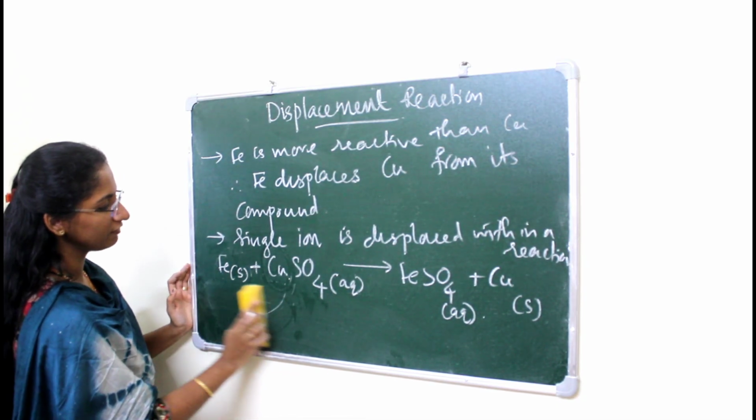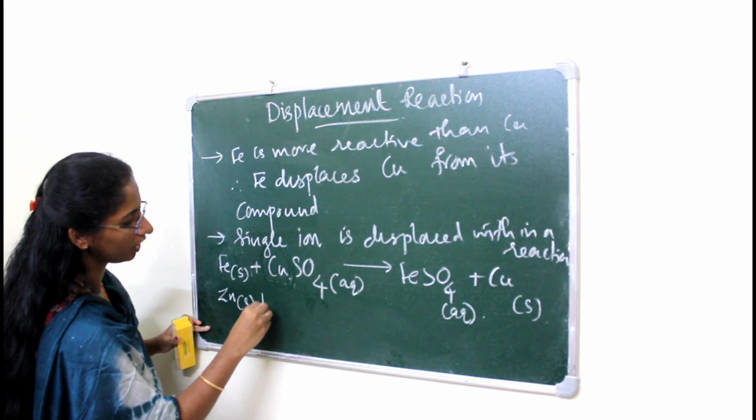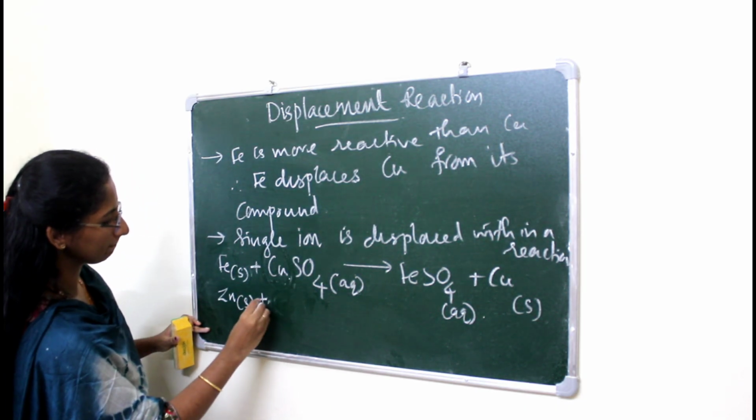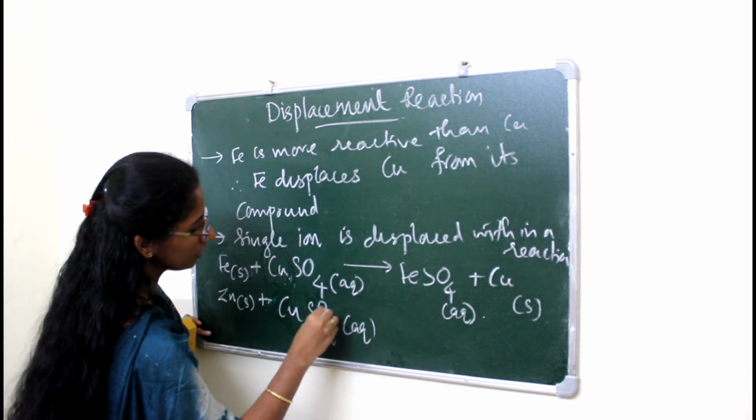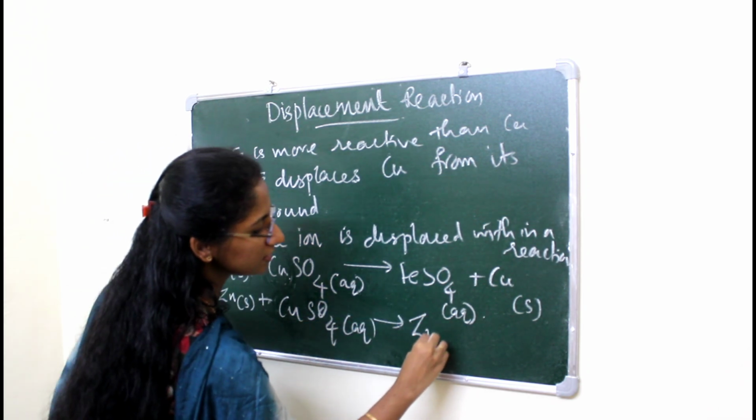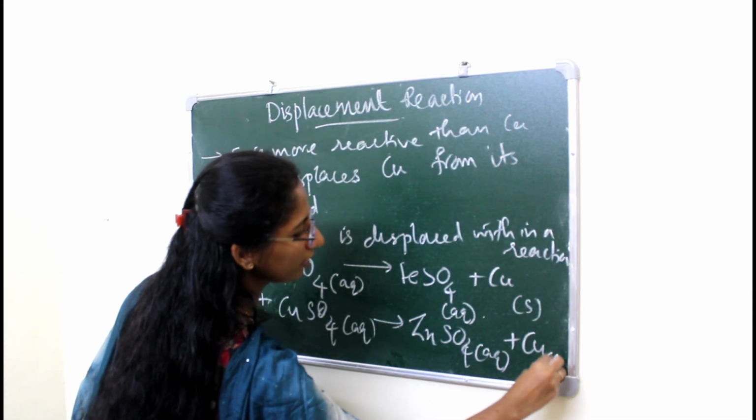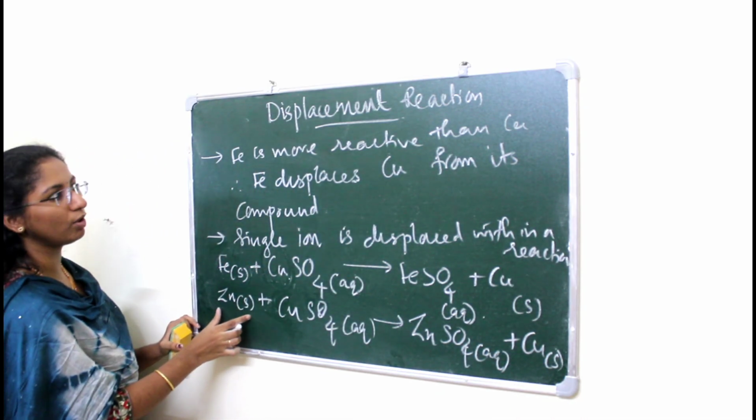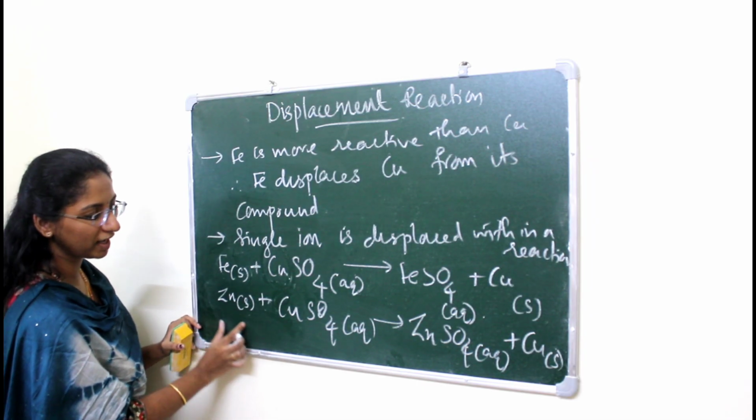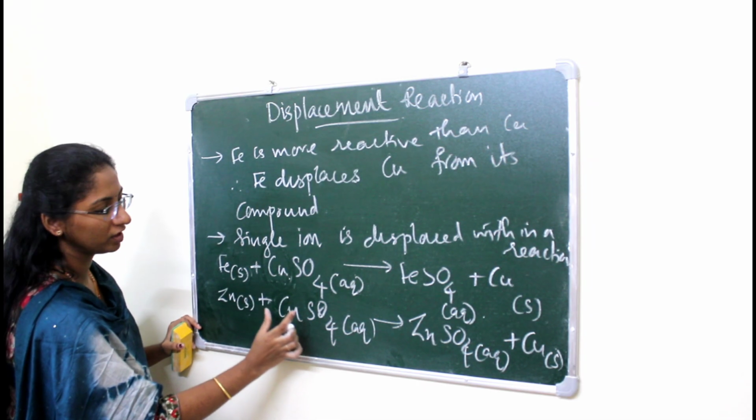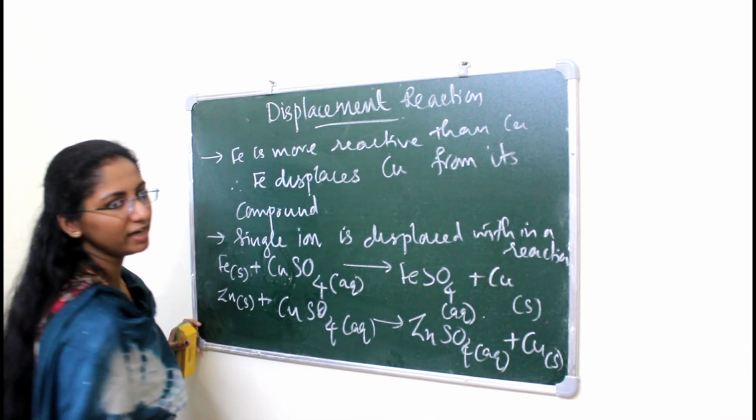Okay. Similarly, we can take zinc. Zinc is a solid, and we are taking copper sulfate as aqueous. So what is the product formed? Zinc sulfate and copper. Here zinc has more reactivity than copper. So what is happening? Zinc displaces copper from its compound, meaning from copper sulfate, to form zinc sulfate and copper.